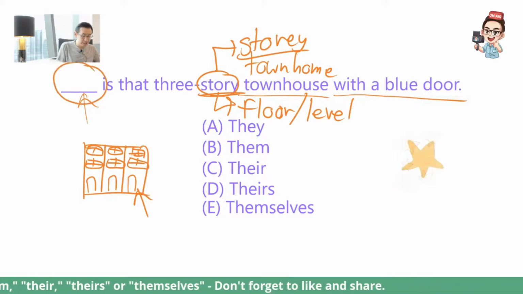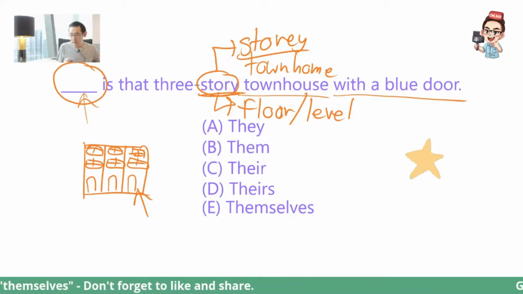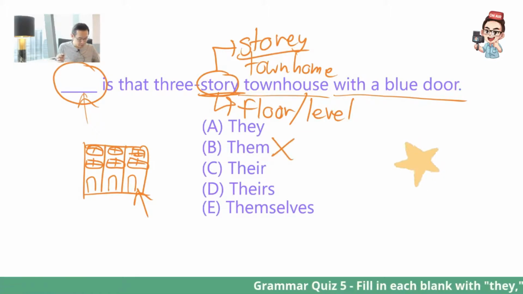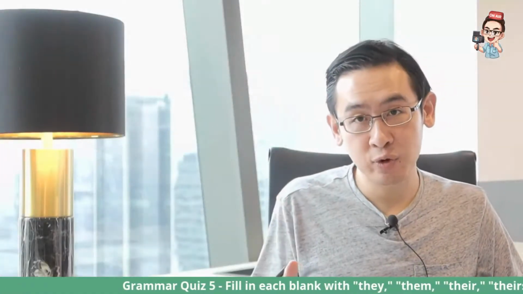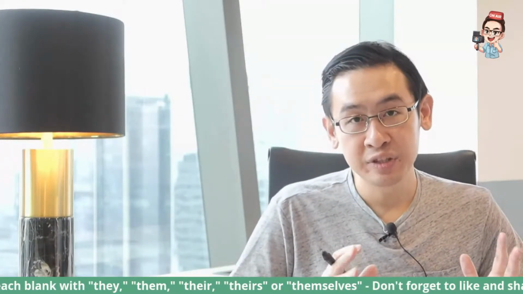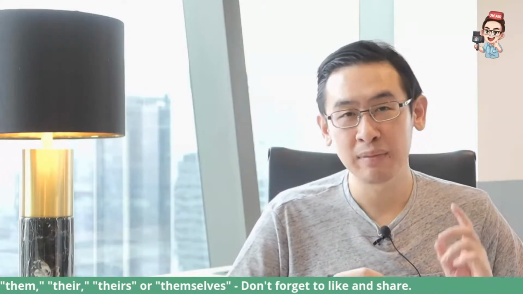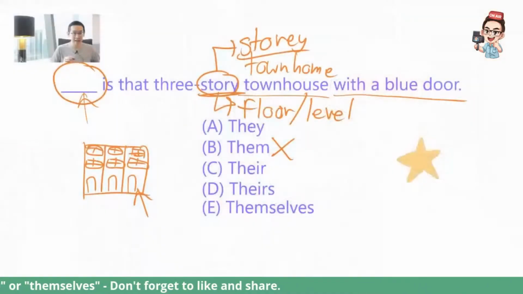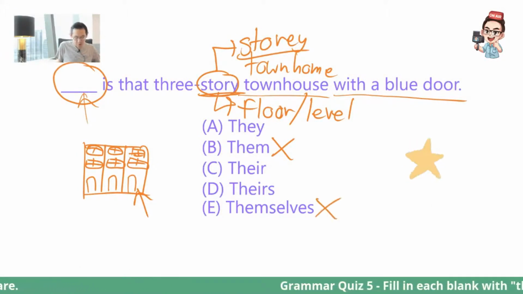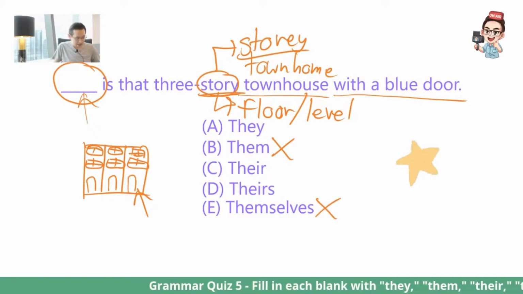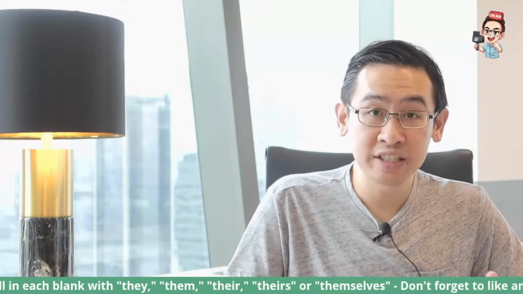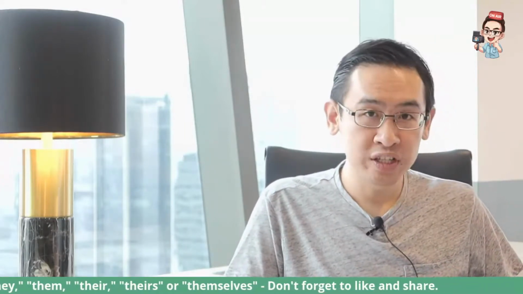Going back, we can see the blank is at the beginning. So can we use be, them? We have to cross it out because why? Them is like the object pronoun, right? We put it after a verb to show that that thing receives the action. But here it's at the beginning, so it must be a subject. So we cross out them and we cross themselves too, because this sentence is not showing that the subject and the object of the verb is the same thing, okay? So we need to focus on the subject.